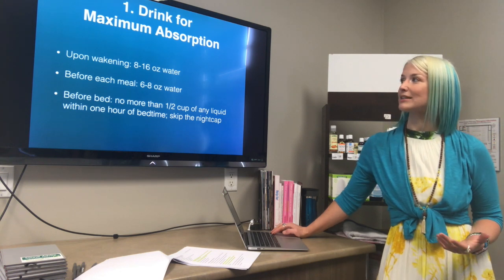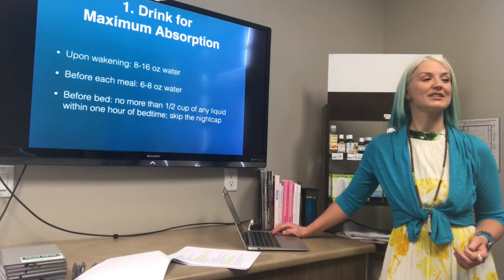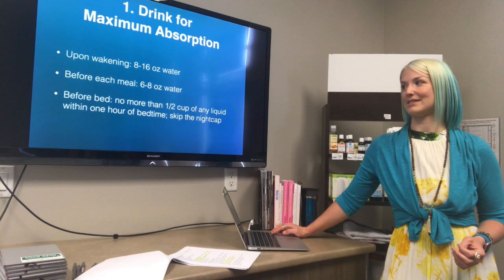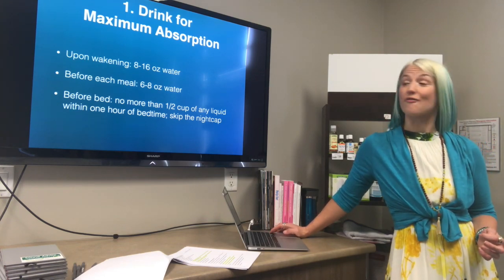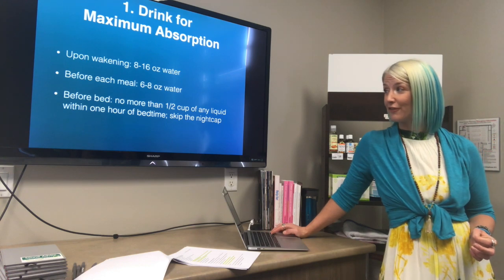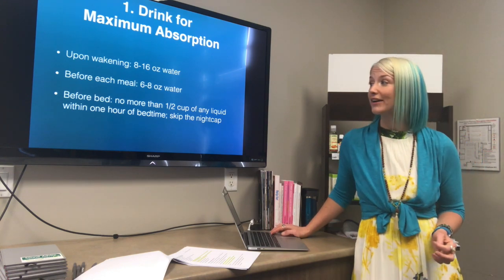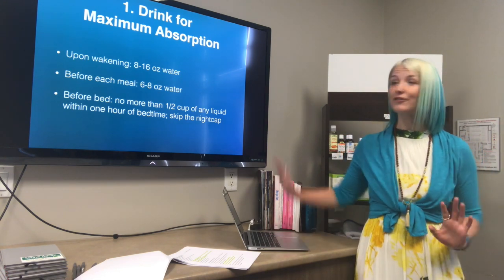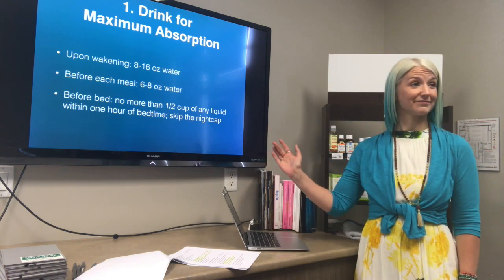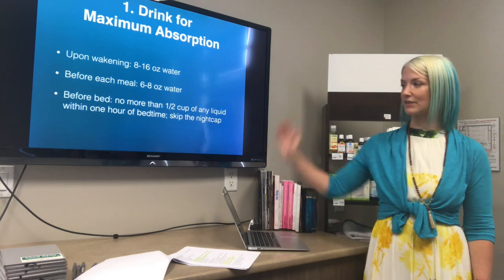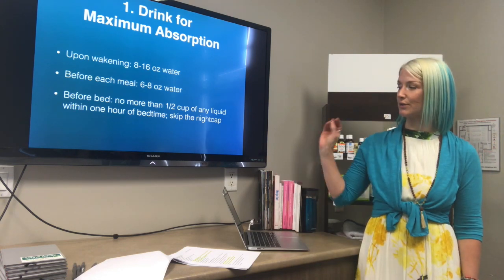So, drinking for maximum absorption, what does it mean? It means first thing in the morning you drink a big glass of water, 8 to 16 ounces, so about a half liter of water. And then before each meal, you're drinking about a cup of water, 6 to 8 ounces. So if you do the math and you have 3 meals a day, that is only a liter of water. Right? So we're not replenishing that 2 to 3 liters just with water alone.